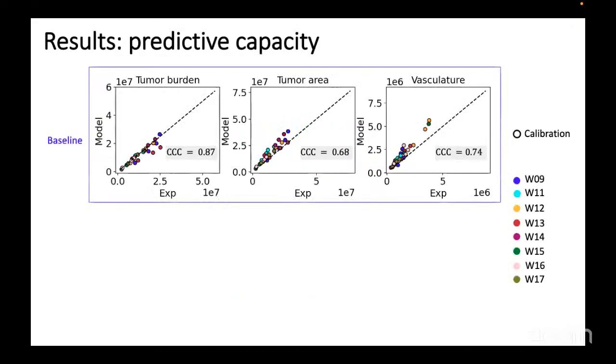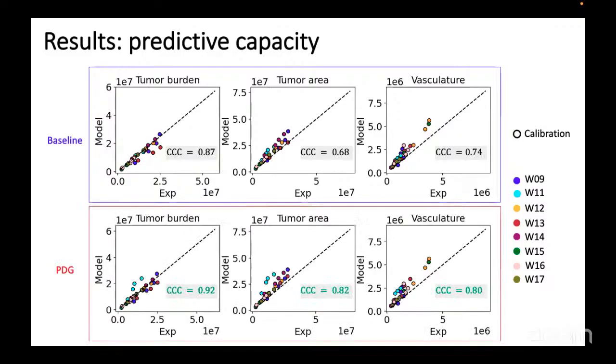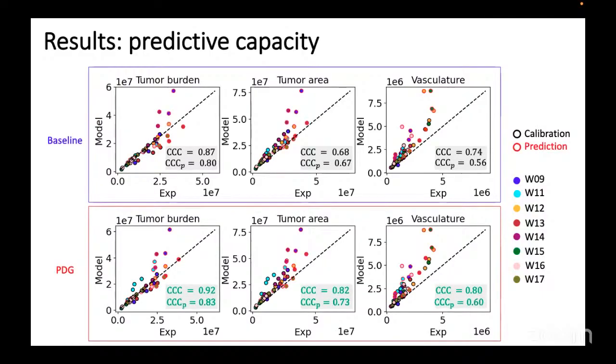Just to finish, I'm going to show some global metrics, which are the CCC, the concordance correlation coefficient, for the three quantities of interest. These are the results for the baseline model, considering all the calibration points. And then we can see that the perfusion-dependent growth model improves this metric globally for all the rats. And it also happens when we add the points used for prediction.